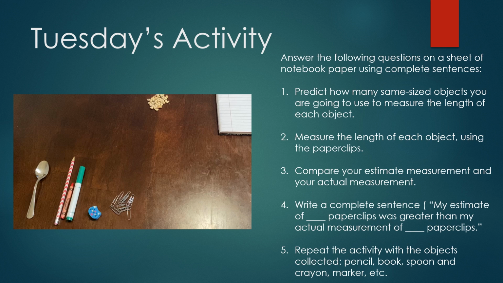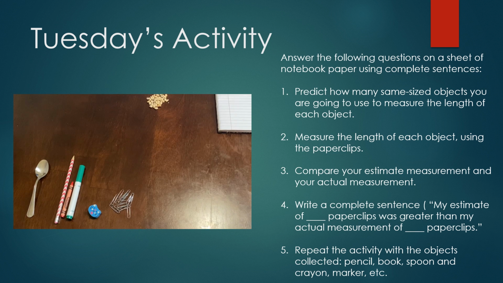For Tuesday's activity, you're going to answer the following questions on a sheet of notebook paper as you are working along with the activity. So here you're going to have to predict before you measure, then you'll compare, and then we'll write it in a complete sentence before we repeat the steps again for a new object. So let's watch the video and see how to complete this activity.